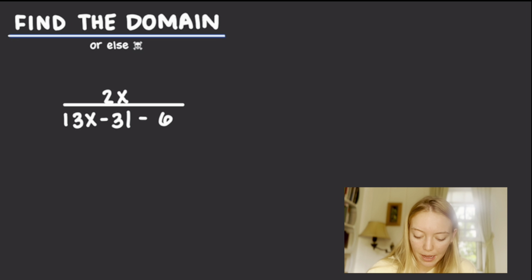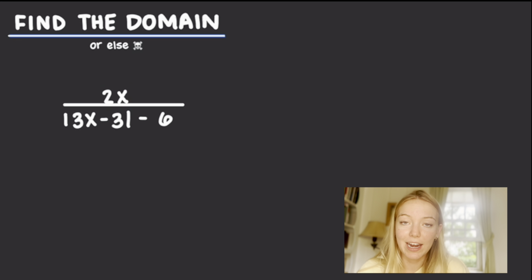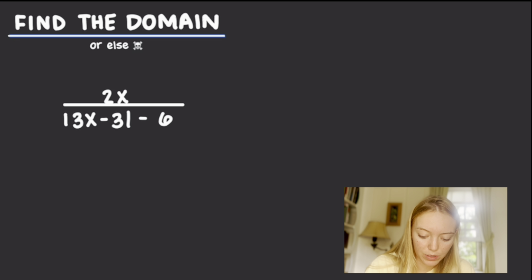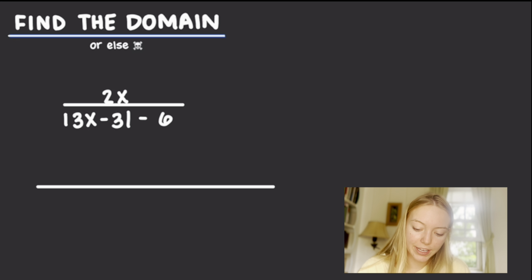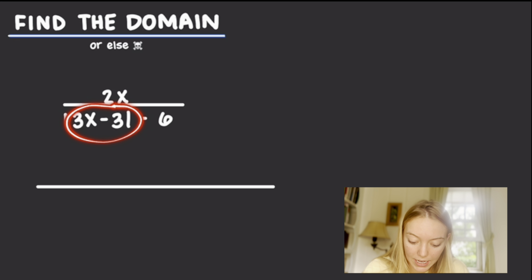All right, same steps. The numerator is good. We can plug anything into the numerator, no problem, so it's not going to affect our number line at all. Let's look at the denominator. Well, we can't have it be 0, so this cannot equal 6.